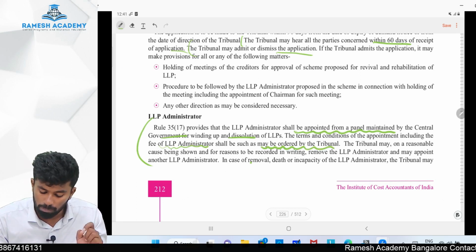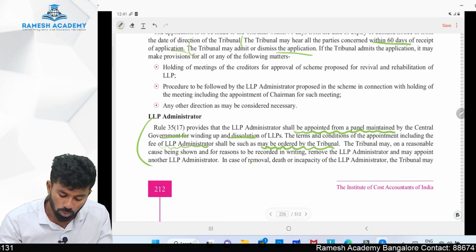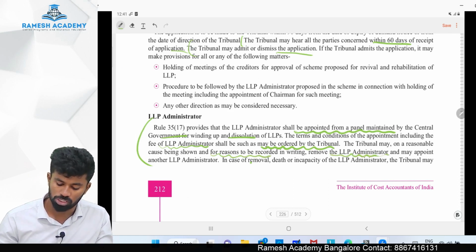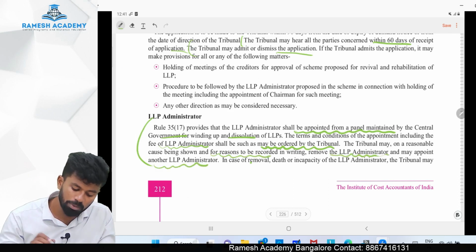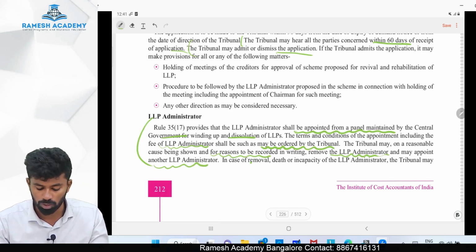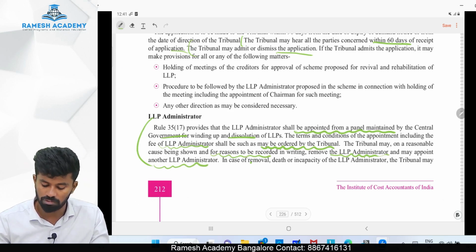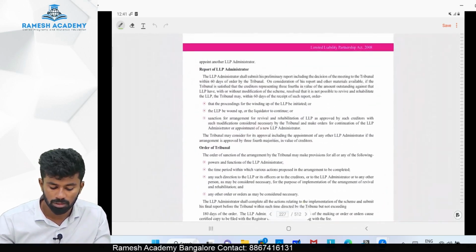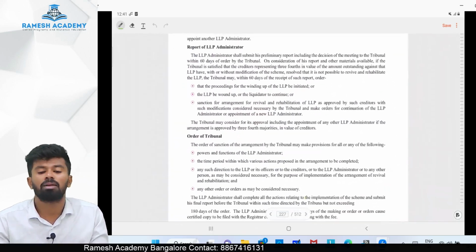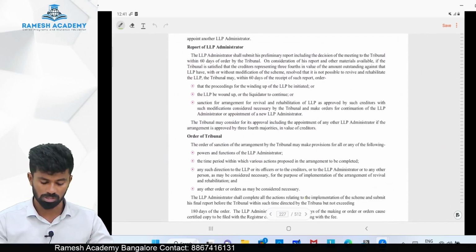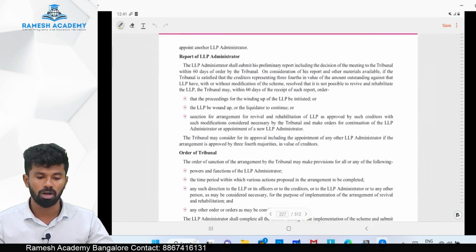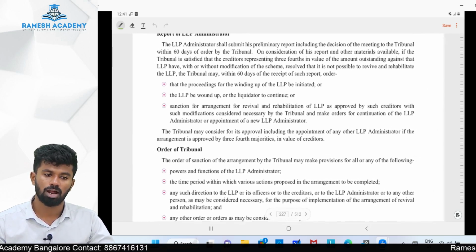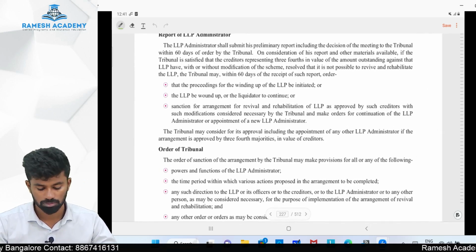The tribunal may, on a reasonable cause being shown and for reasons to be recorded in writing, remove the LLP administrator and may appoint another LLP administrator. In case of removal, death or incapacity of an LLP administrator, the tribunal may appoint another LLP administrator. Because the company is in losses, for the revival of LLP, whom may you appoint? The LLP administrator, and he has to act and report to the NCLT.